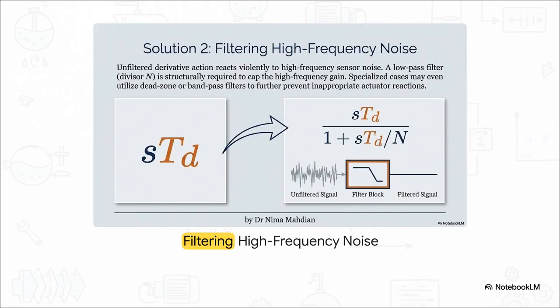And that brings us right to our second solution, filtering high-frequency noise. Because an unfiltered derivative action reacts so violently to sensor noise, we structurally require a low-pass filter using a divisor N. Mathematically speaking, the raw derivative block, s times T_D, is replaced by s times T_D divided by the quantity 1 plus s times T_D over N. This structural transformation is a real game changer. It takes a highly erratic, unfiltered signal and mathematically forces it into a smooth, clean, filtered signal, ultimately safeguarding the actuator.